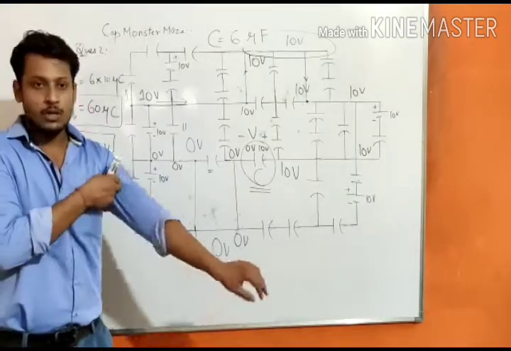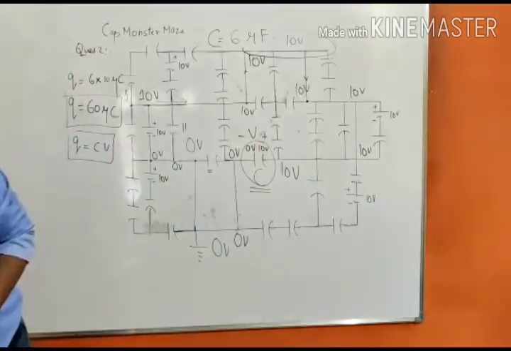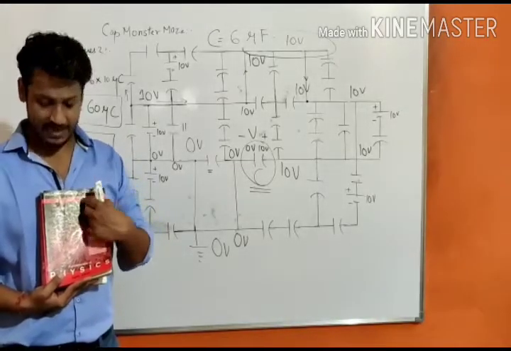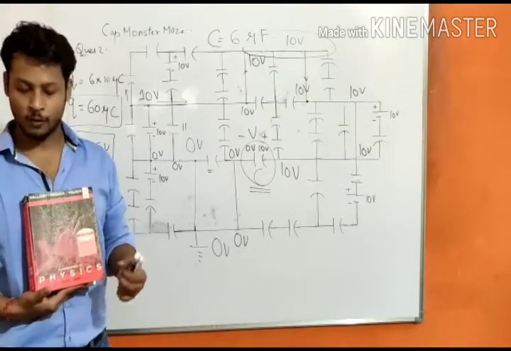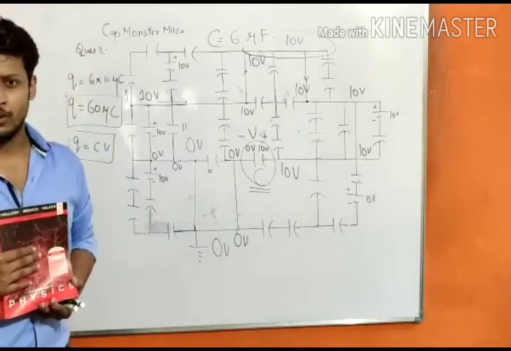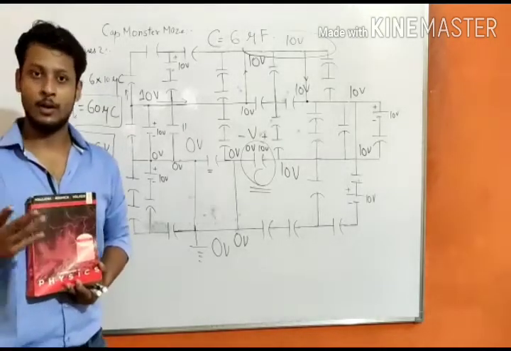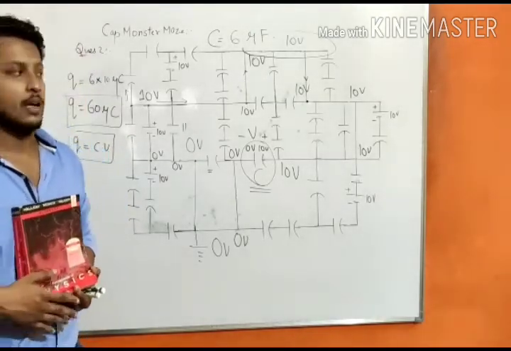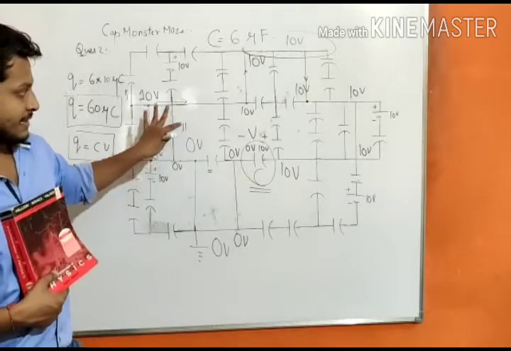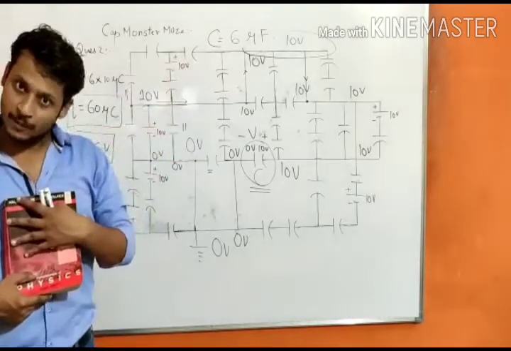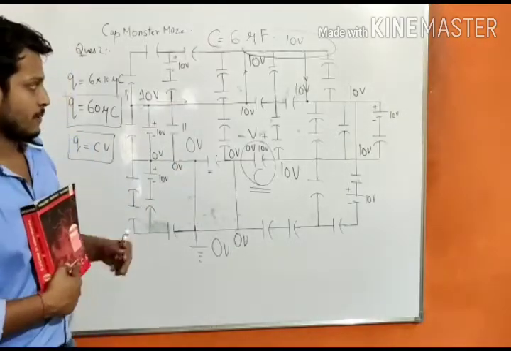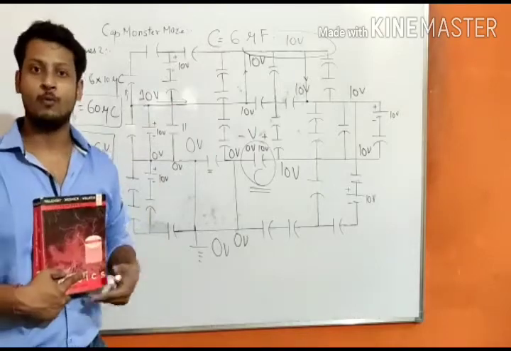I can show you the book from which this question is taken. This is the book which I prefer, and this is one of my favorite. This is Resnick Halliday Walker, 8th edition, Fundamentals of Physics, and this is one of the world's best books. I usually take problems from this book only because if you're preparing for the physics Olympiad at a national level, this book is, I think, a must-have for all students. And this question is exclusively taken from this book. I will tell you the page number in the comment box. And this problem is such a beautiful application of the node voltage method.